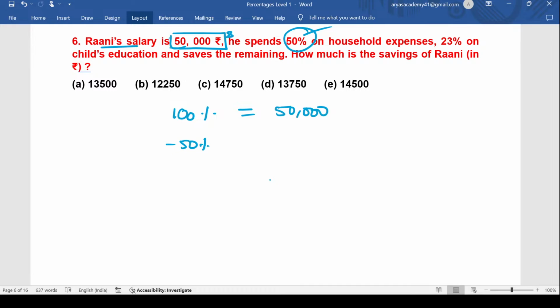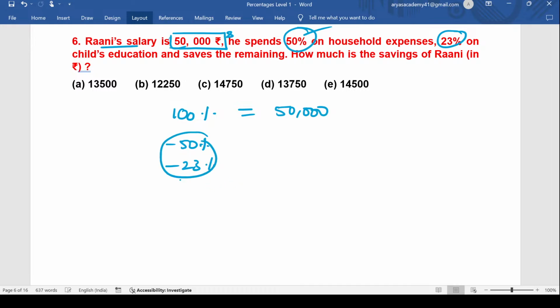Until you actually read the word remaining, you can directly cancel the given percentage from 100. If the word remaining is mentioned, then you cannot directly cancel the mentioned percentage from 100. You have to find that mentioned percentage on the remaining value and then proceed for subtraction. So I have already taught you all those things in the basic concept. So here the word remaining has not been used, so we can directly go for subtraction. 23% on children's education. The word remaining has not been used, hence I can directly subtract again.